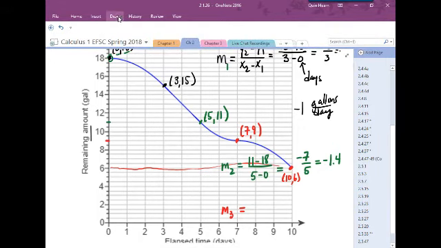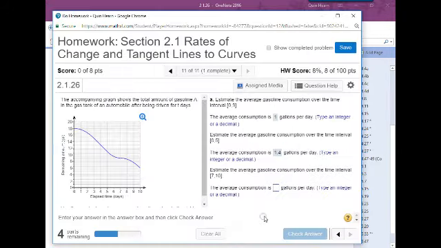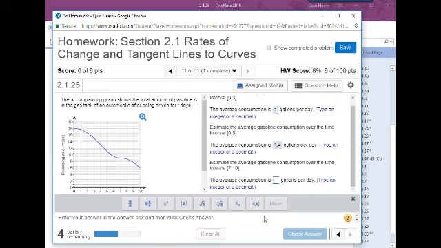The y2 minus y1, right? So 6 minus 9 over 10 minus 7. So that's going to be negative 3 over 3, which is negative 1 again. So from day 7 to 10, I should say from 7 to 10, the remaining amount is going down by a gallon a day. So that means that we're using a gallon a day.